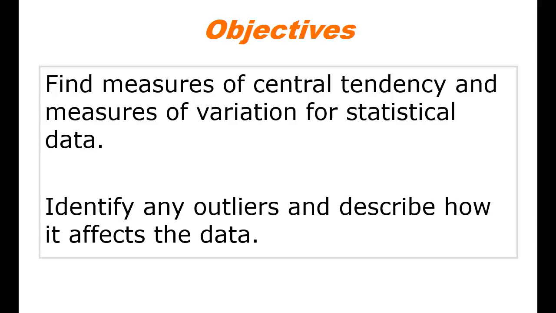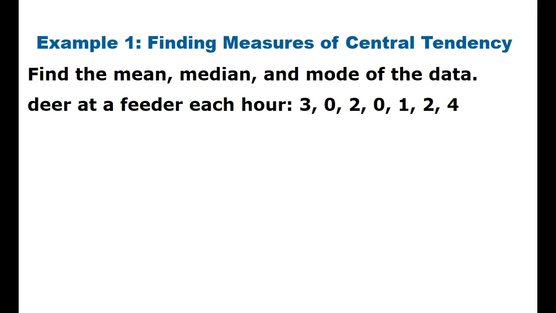First, today what we are hoping to do is to talk about something called central tendency, which you have actually learned in the past, and something called variation, which is something you've probably learned a bit in the past. And we also want to talk about how to successfully identify outliers in data and describe how they affect the data.